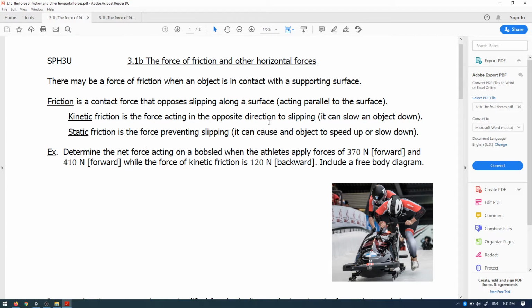I like to think of it this way: if you see an object that's already moving, and friction is applied, it's kinetic friction. And if the object is not moving, if there is a friction force, it would have to be static in that case.